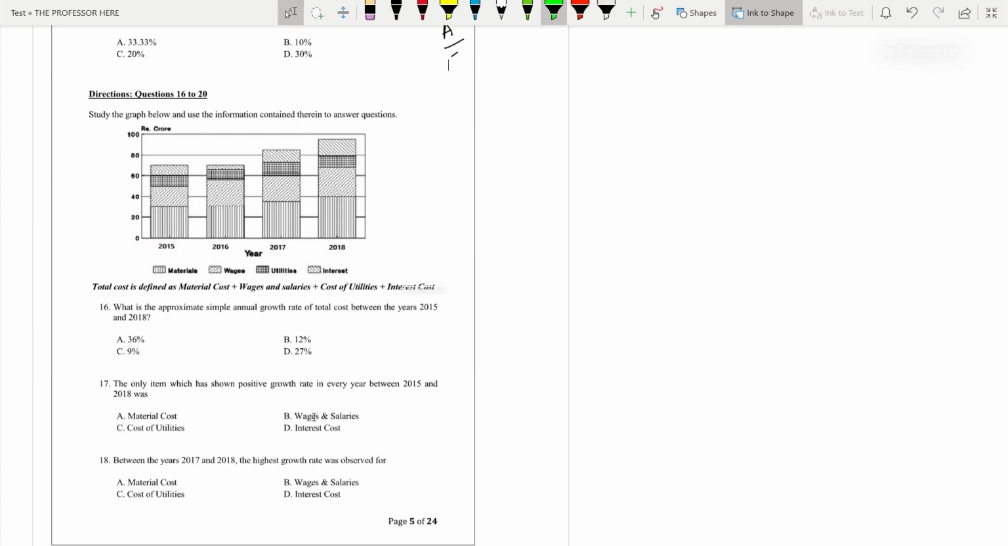Question number 16 to 20, I am leaving these questions to you all. Some of the answers are different from the answer key that has been provided. So do these questions and through the comments let me know what the answer is. Instead of these questions, we will be doing a similar question.